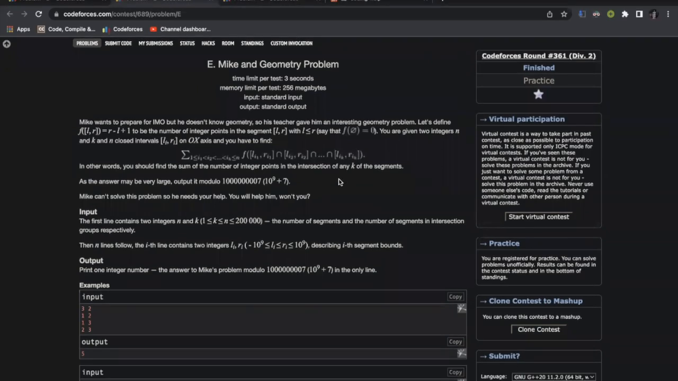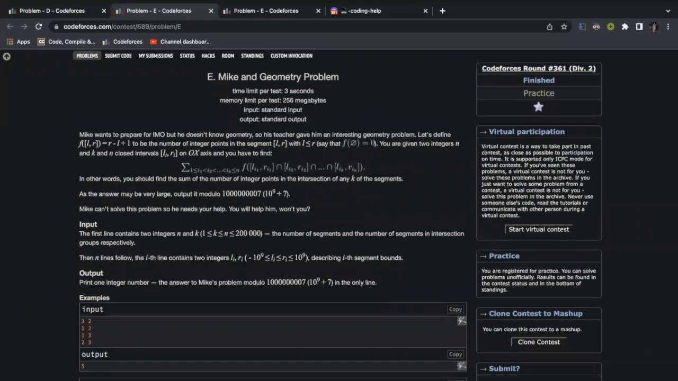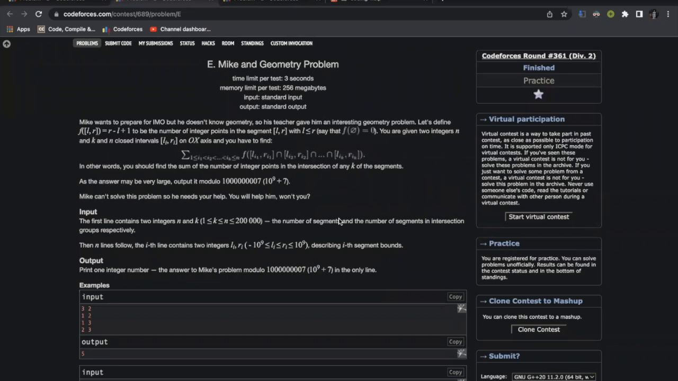Also, in this problem I'll be implementing the sweep line technique, not using vectors, but using maps, which is a much more convenient way to do it. Okay. So yeah, let's start with this problem.